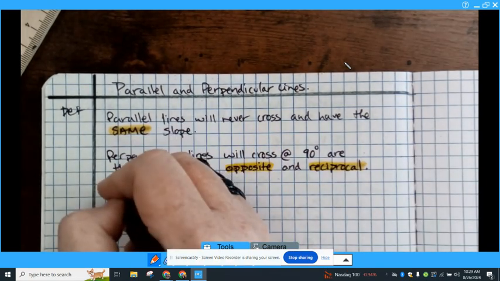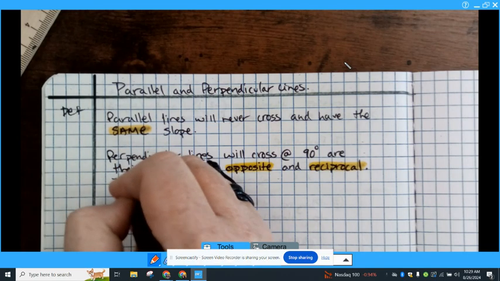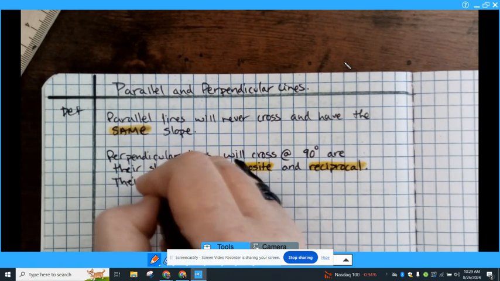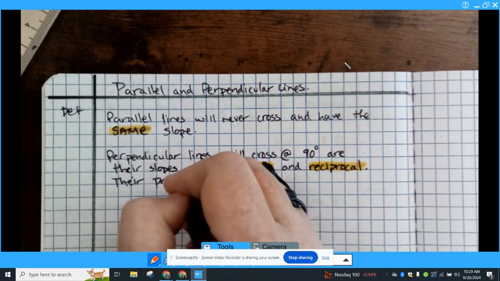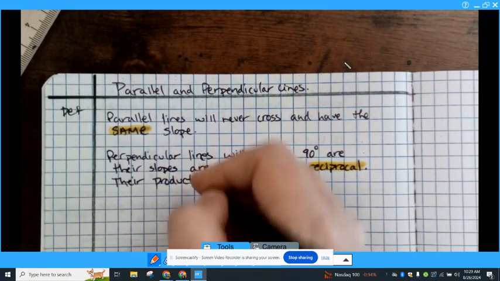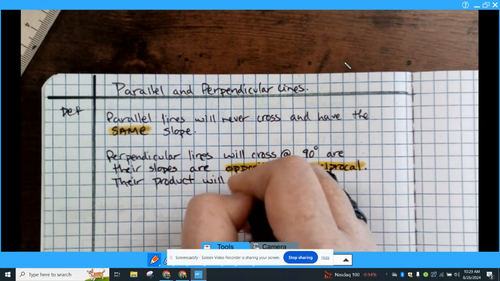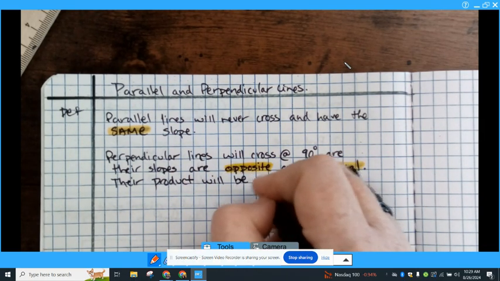One of the little tricks with them are their products, the slopes' products. Will be equal to 1.